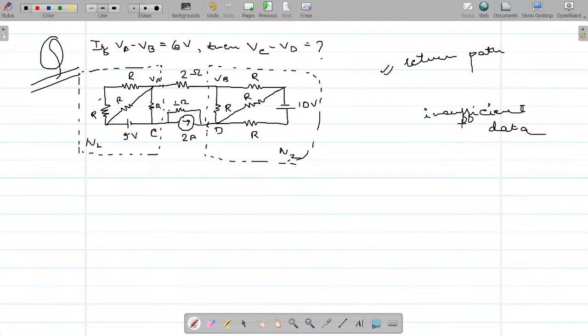Look closely, all you need to do is exploit the fact that every current would require a return path. So if this is network 1, this is network 2, you are given the potential between point A and B. Can you find out the current in this branch? Tell me what will be the current IAB. The potential VAB upon the resistance RAB, right? What is the value of VAB? It is given to you as 6 volts.